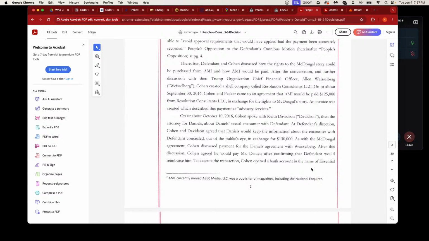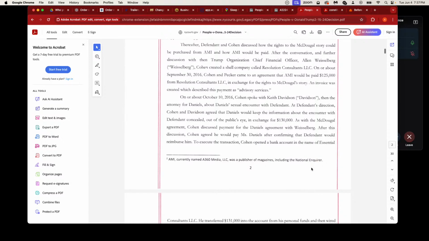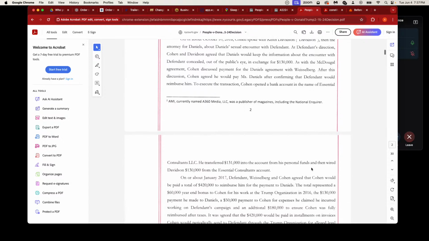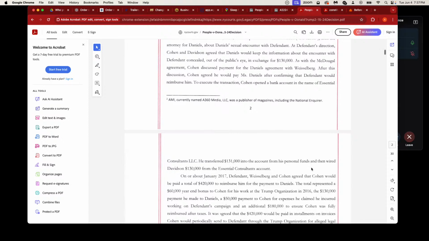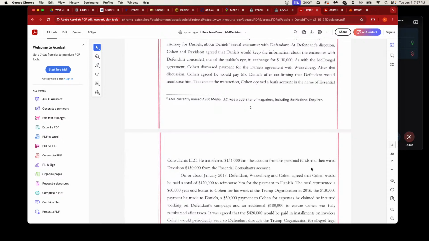To execute the transaction, Cohen opened a bank account in the name of Essential Consultants LLC. He transferred $131,000 into the account from his personal funds and then wired Davidson $130,000 from the Essential Consultants account. Yeah, this is starting to look funny because they're opening up all these business accounts just to keep this woman quiet. If I was in their shoes, I would not have done any of this. It's looking real bad.